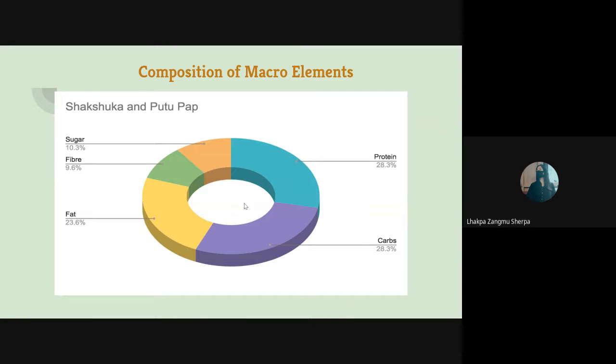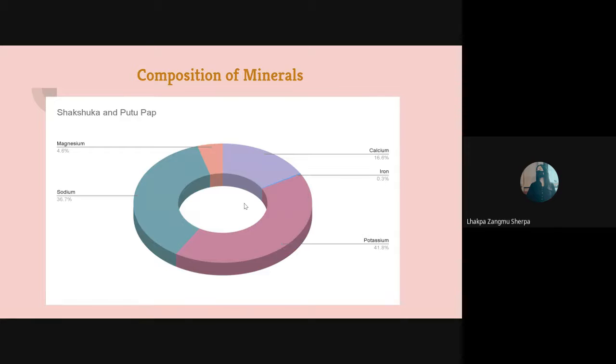So putu pap and shakshuka contain sugar, proteins, fiber, fat and carbs, in which proteins and carbs are found in the maximum percentage in shakshuka and putu pap. The minerals contained in shakshuka and putu pap are magnesium, calcium, sodium, iron and potassium, in which potassium is the maximum amount found in the shakshuka and putu pap.